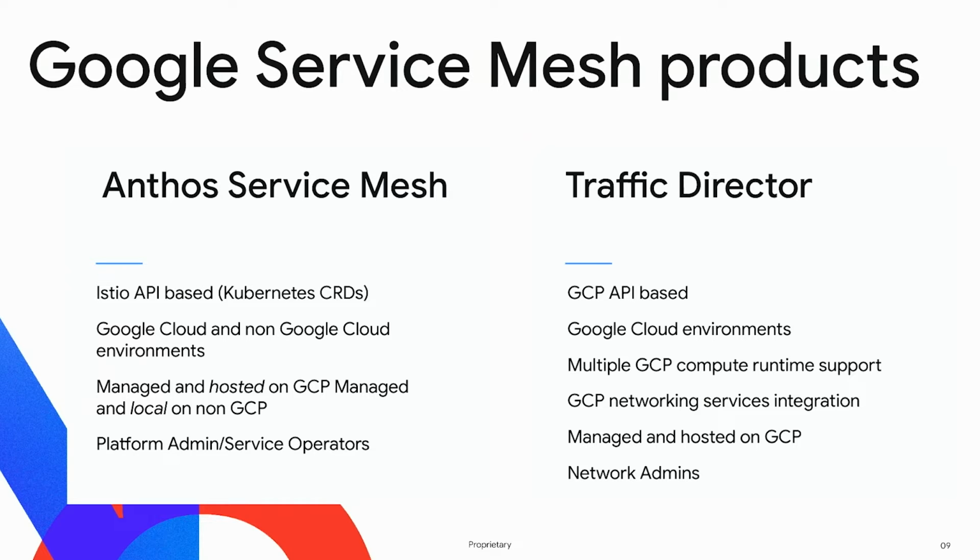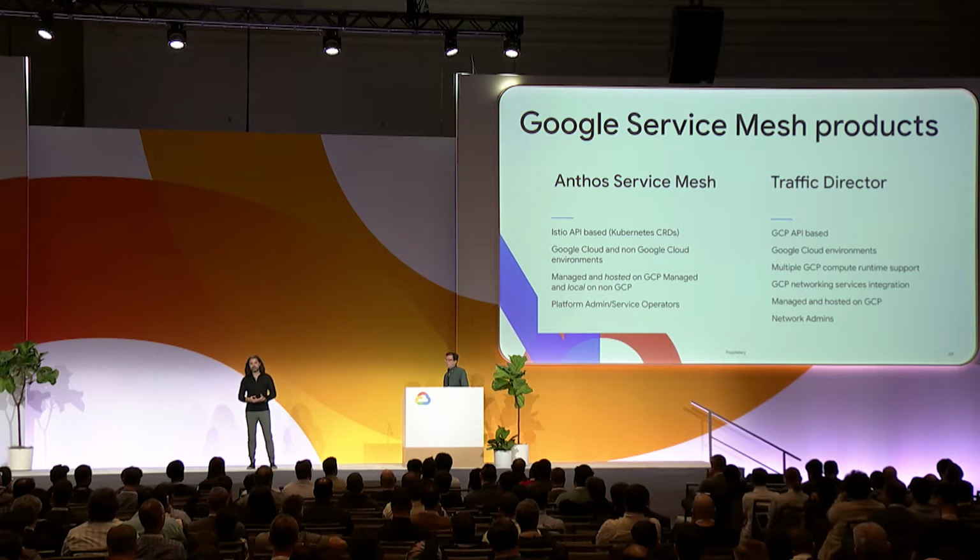We have another product called Traffic Director. How many people have heard of Traffic Director? Okay, quite a few people. So Traffic Director is a GCP proprietary product, uses GCP APIs, works across all compute runtimes, works in Google Cloud, and it's really targeted towards a network admin.